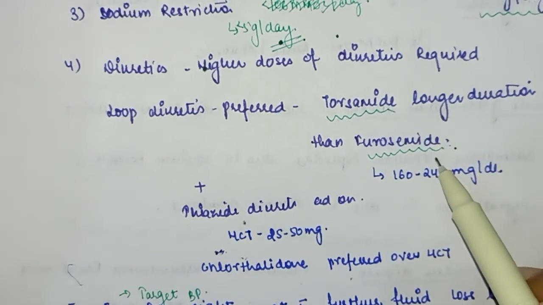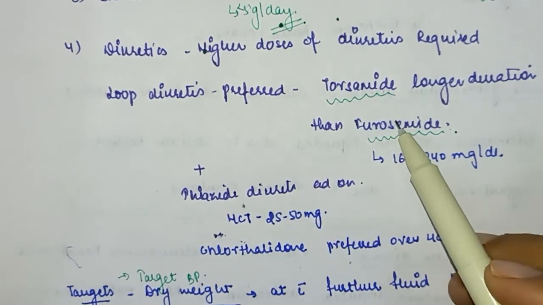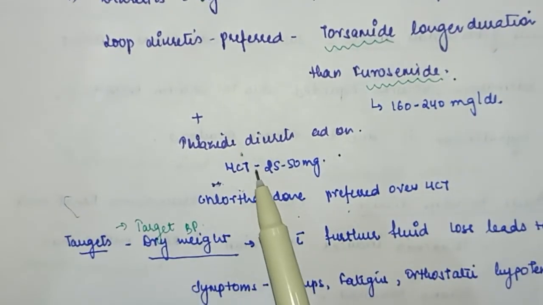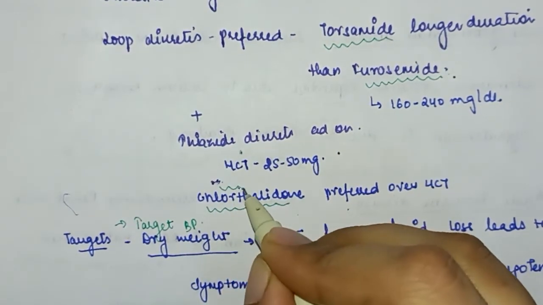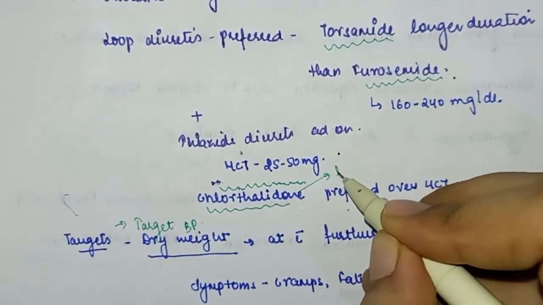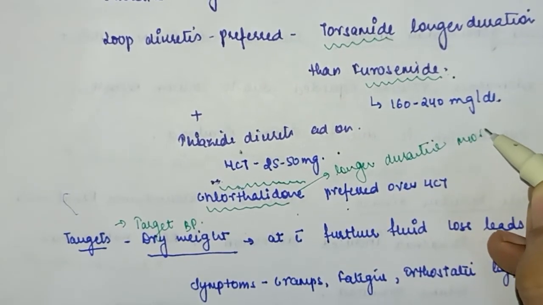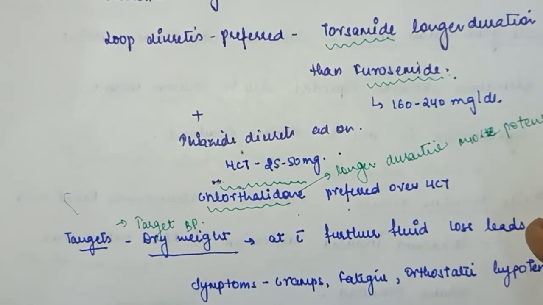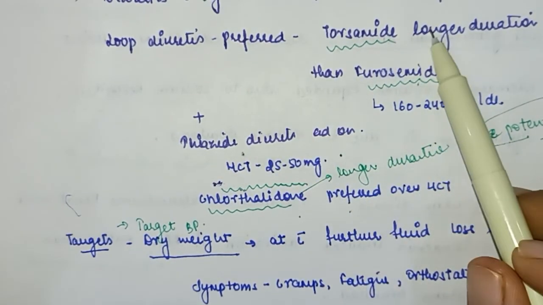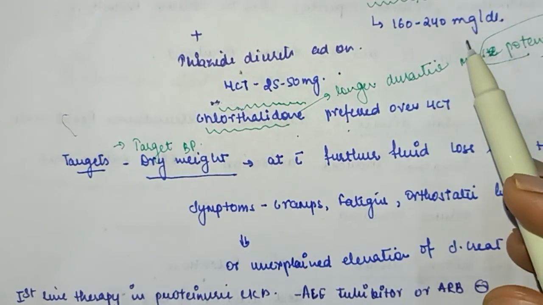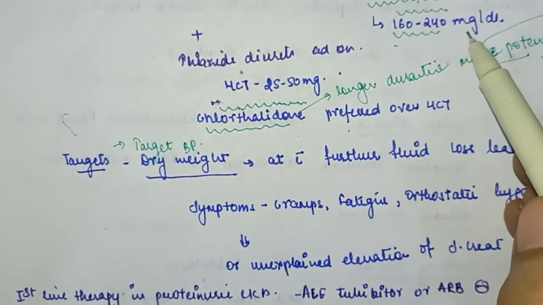If the patient's edema is resistant to loop diuretics, then we can add a thiazide diuretic. We can use add-on diuretics, loop diuretics plus thiazide diuretics. Among thiazide diuretics, we have hydrochlorothiazide and chlorthalidone. But chlorthalidone is preferred over hydrochlorothiazide because it has a longer duration of action and it is more potent. So we can use a combination of loop plus thiazide diuretics if edema is resistant to a single diuretic. Kidney disease patients require a higher dose of diuretics. So furosemide can be used in a dose of 160 to 240 milligram per day.